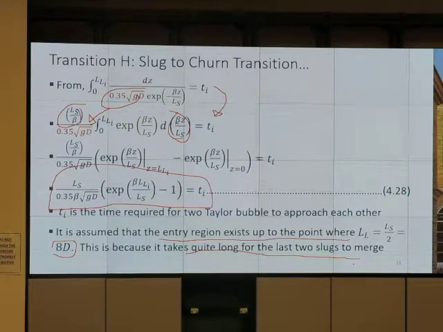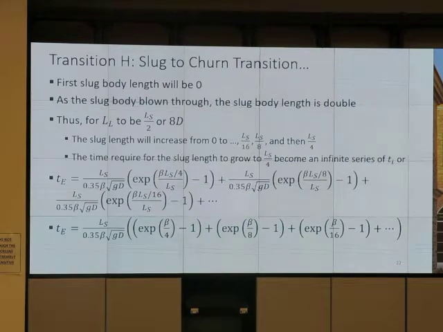So we say, for flow pattern prediction purposes, let's say L_L equal to 8D is enough. Let's substitute the value in. We have to add everything together. Slab body length initially is 0. As the slab body blows through, the slab body length doubles. Thus, for L_L to be 8 diameter, it has to merge several times.